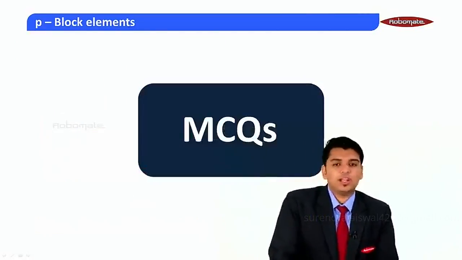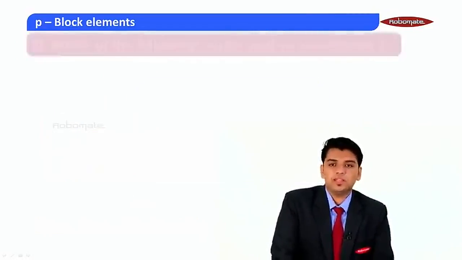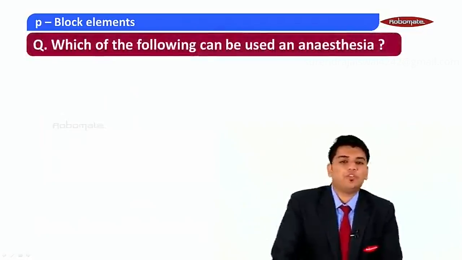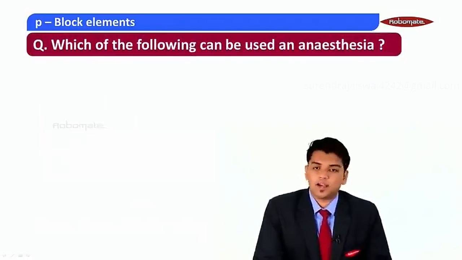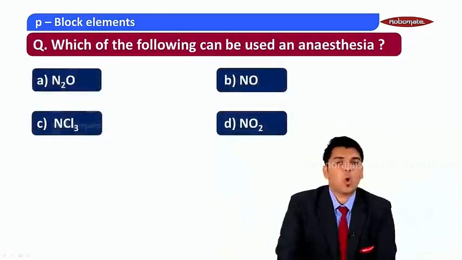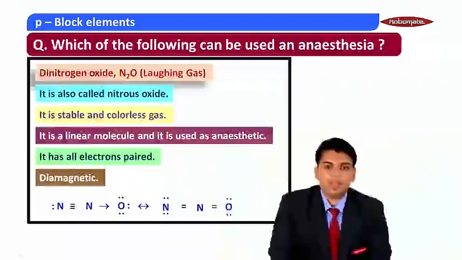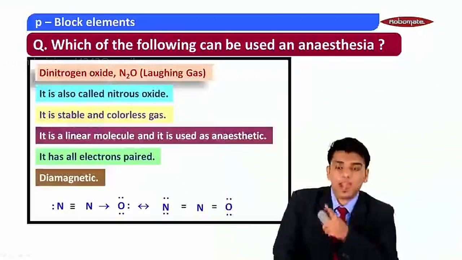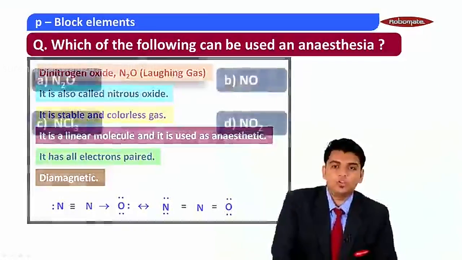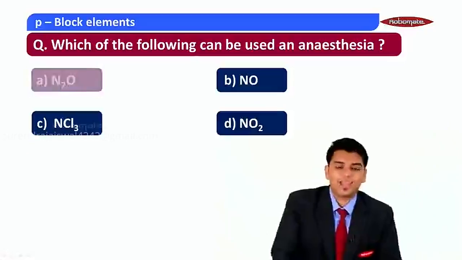With this knowledge, let us solve MCQs. The first question for you is, which of the following can be used as anesthesia? Our options are N2O, NO, NCl3, NO2. And we have our answer here. It is used as an anesthetic and the gas is N2O. So our answer is option A, N2O.